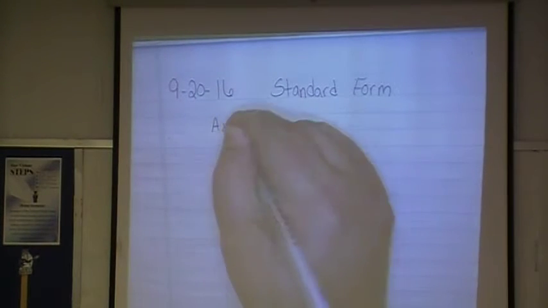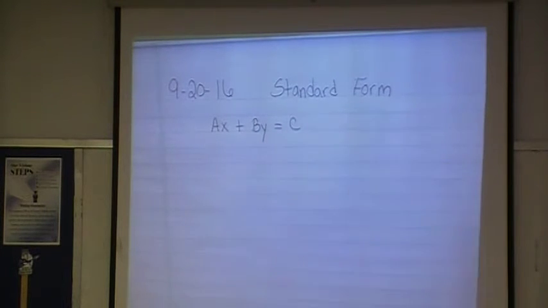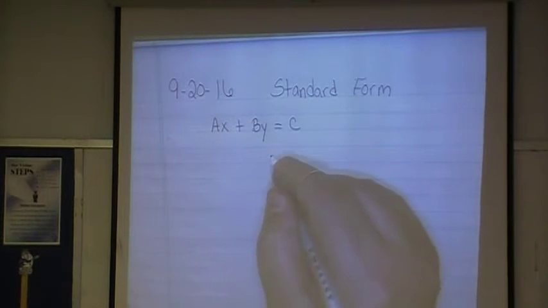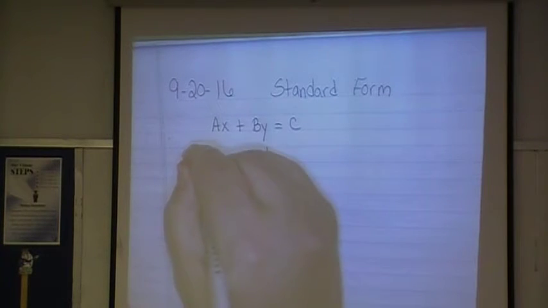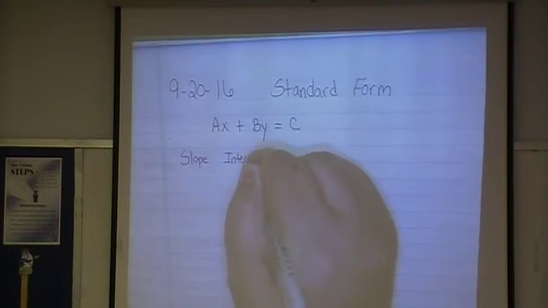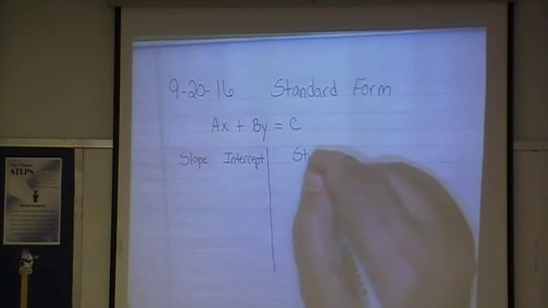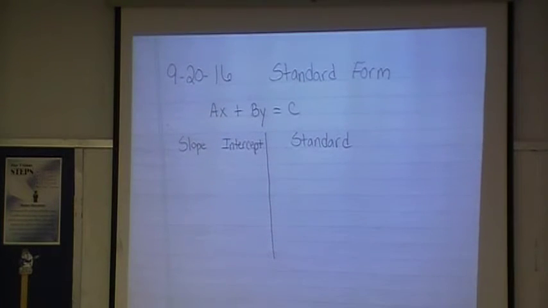Standard form is ax plus by equals c. Now that looks a little different than the slope-intercept form. With standard form, you're going to be able to do a little bit more. We're going to do a little comparison here, just to kind of help you out. We have slope-intercept versus standard.